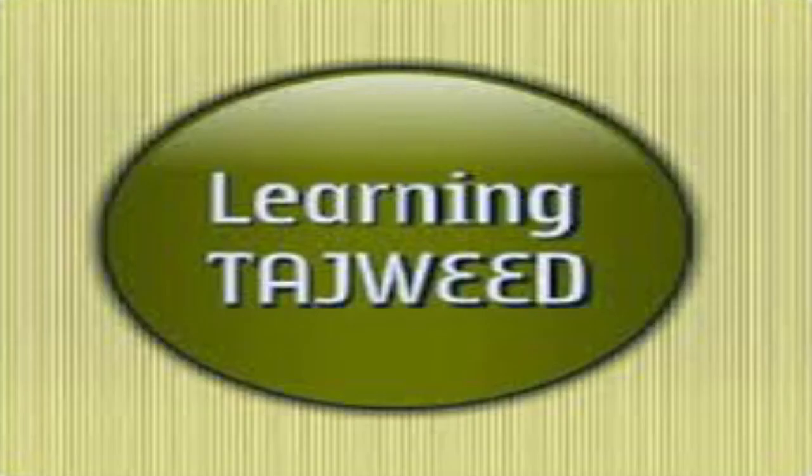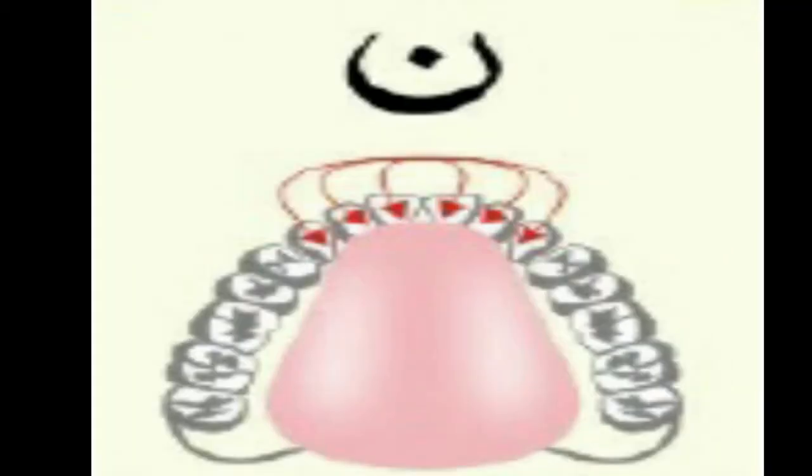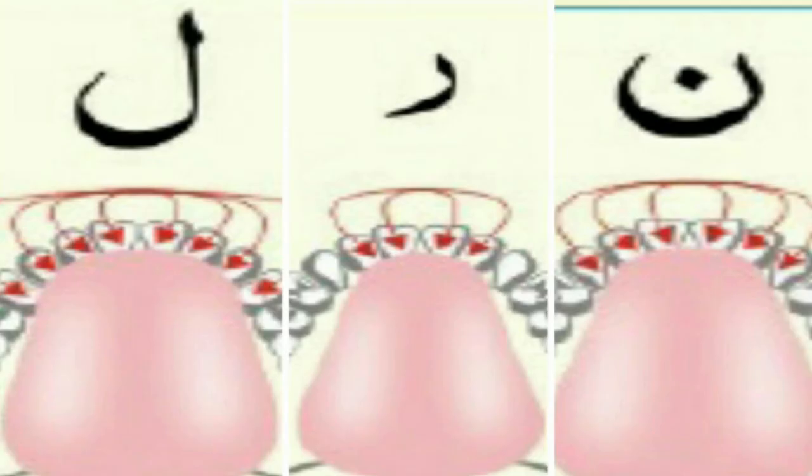There are 3 letters which have the same pronunciation. These are Ra, Lam and Noon. How can we speak them? It's so simple. We can read them by touching the front part of our tongue to the roots of the upper teeth. These 3 have the same pronunciation.